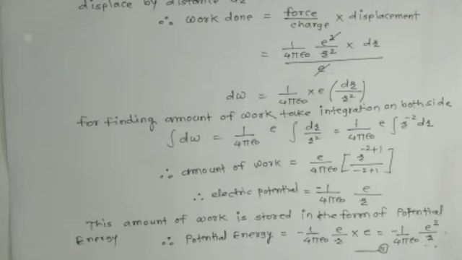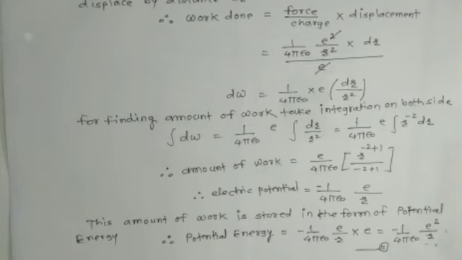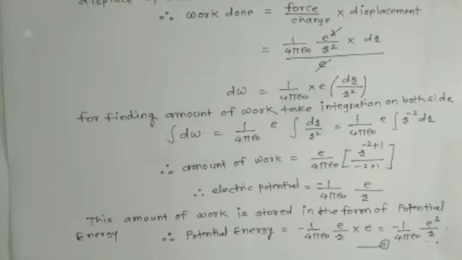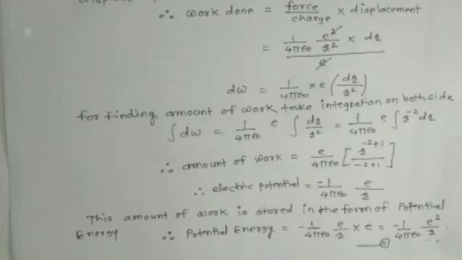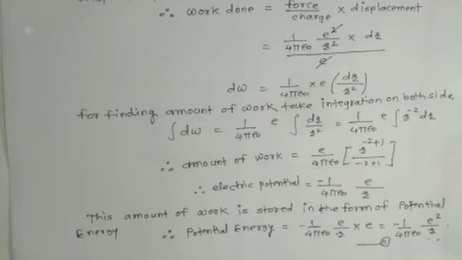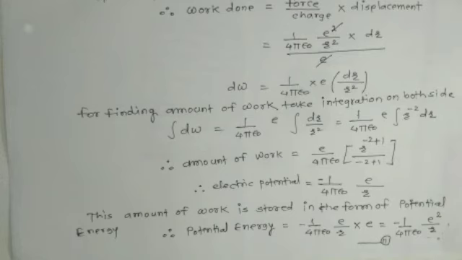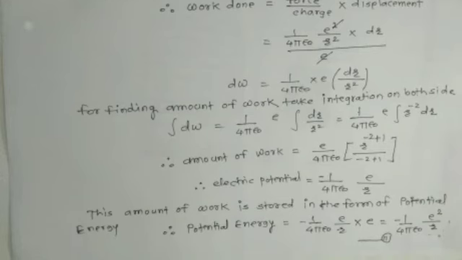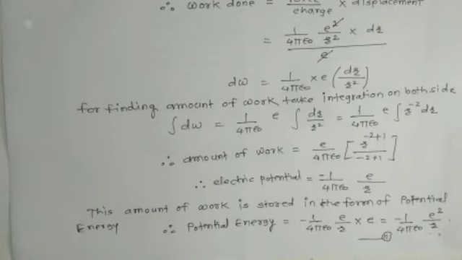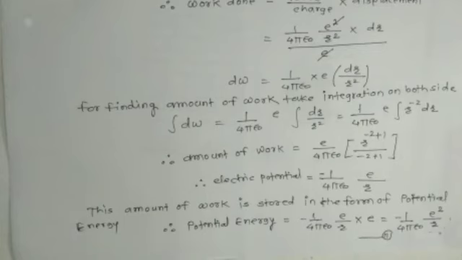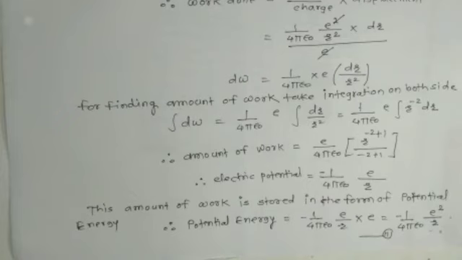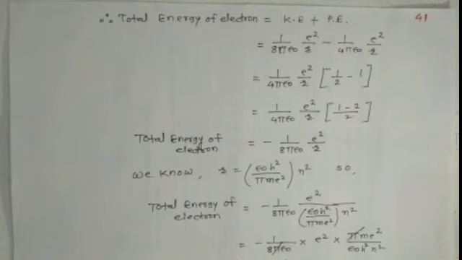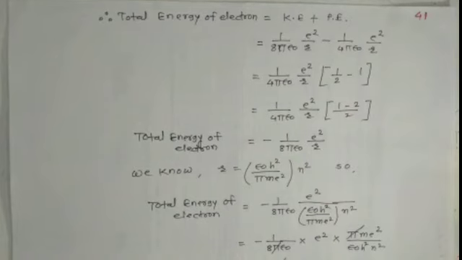This amount of work is stored in the form of potential energy. So, potential energy equals minus 1 upon 4 pi epsilon 0 e upon r, which is equal to minus 1 upon 4 pi epsilon 0 e square upon r. Equation number 2. We want to find total energy.